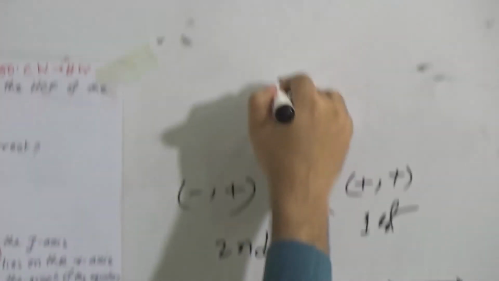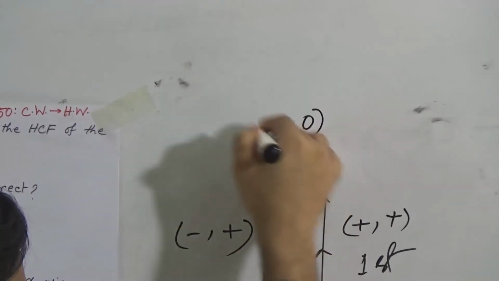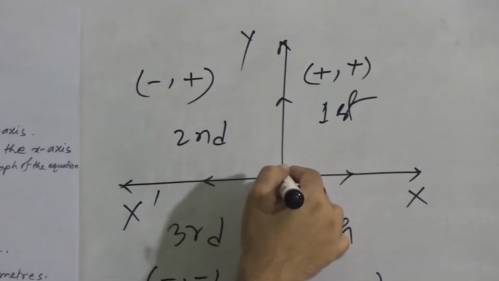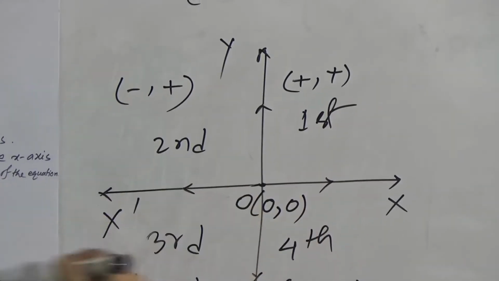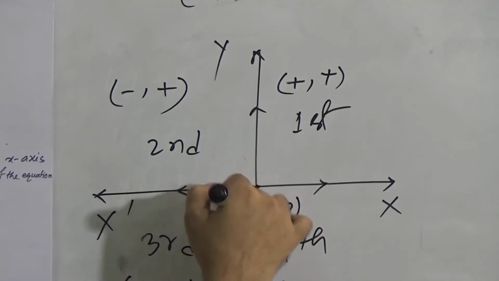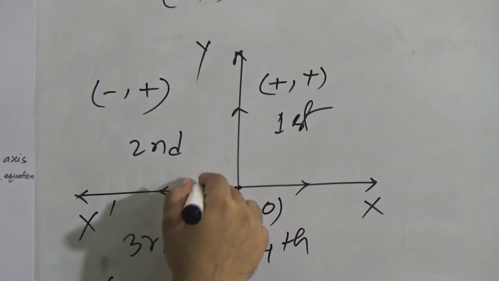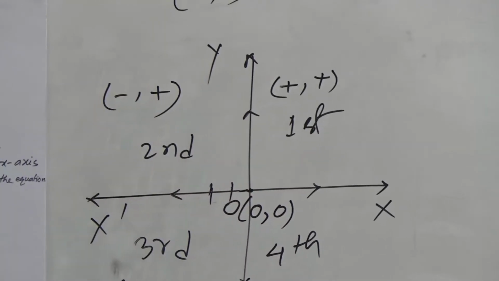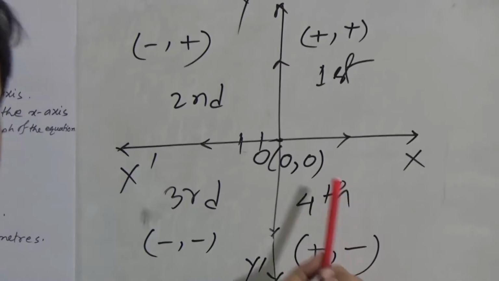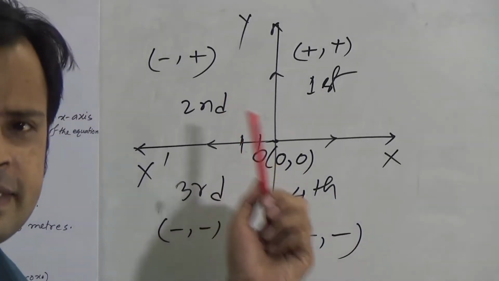What is the point here? The point is minus 2, 0. Minus 2, 0 means here the first position is negative and the second position is 0. So as the first position is negative, we have to move 2 smallest squares, 1, 2. You have to remember that on the x-axis the value of y is 0 and on the y-axis the value of x is 0.